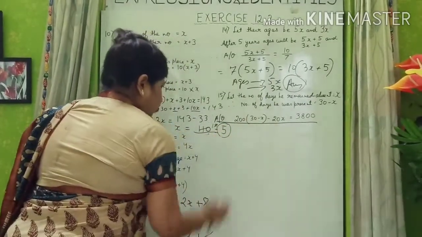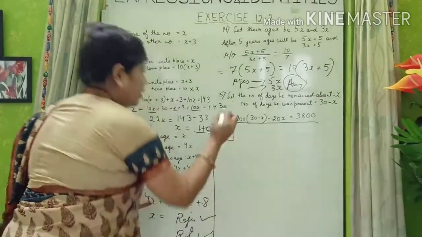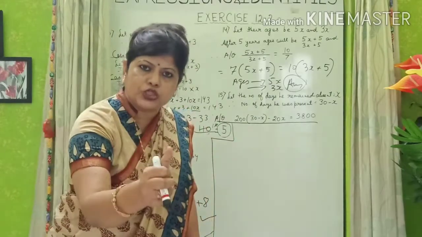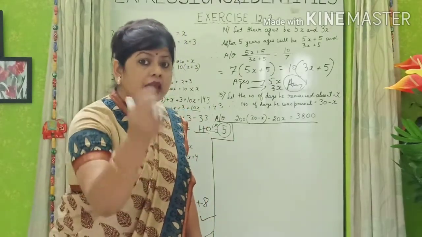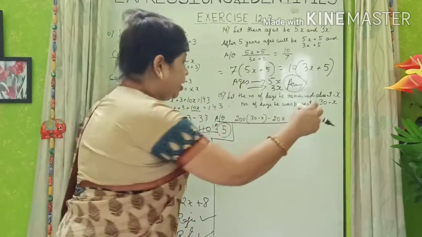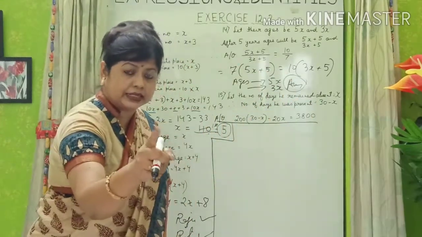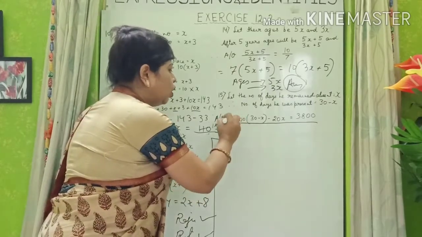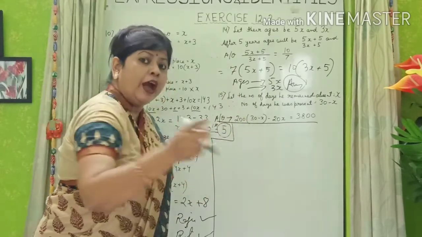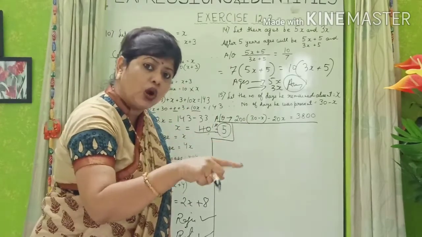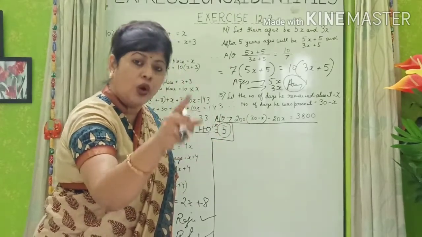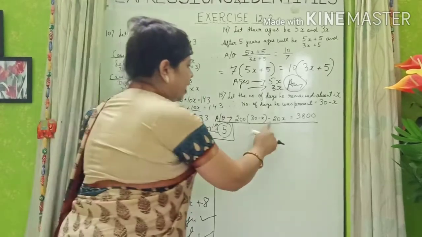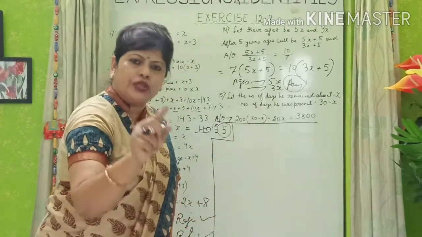Students, according to the question, he gets 200 rupees for every day he reports to the office. So he reported for 30 minus x days. So how much amount did he receive for that? 200 into 30 minus x. From this you subtract, minus what? Minus 20 into x. Why? Because for an absent day, 20 rupees is deducted. So minus 20x is equal to 3,800.